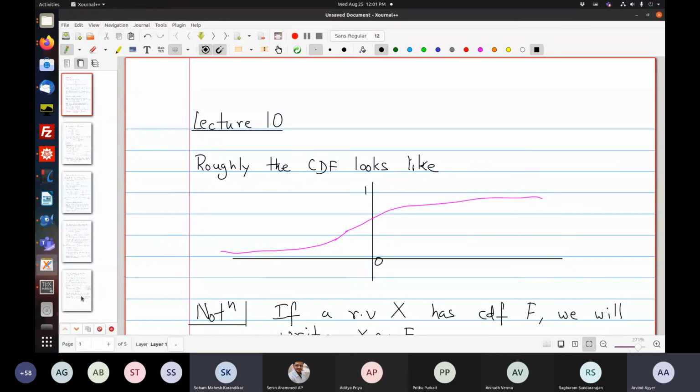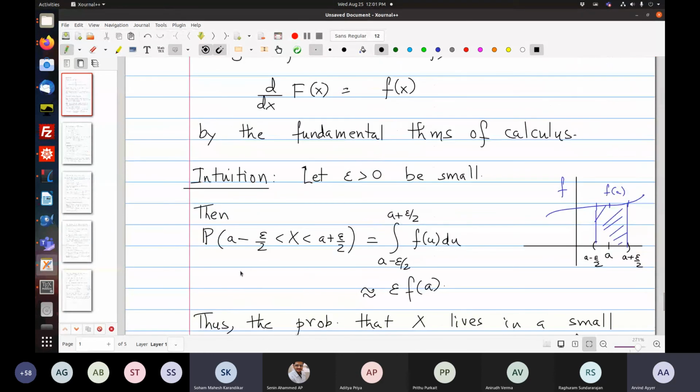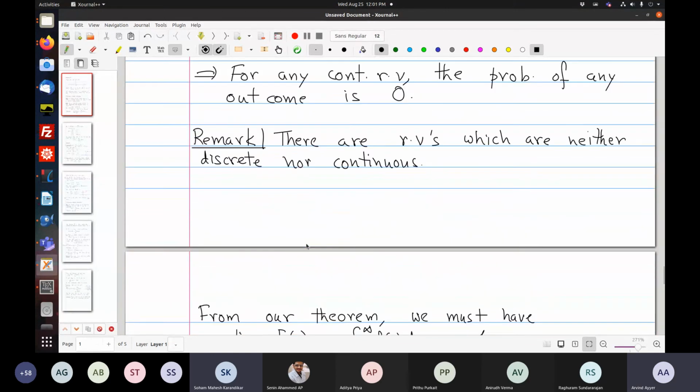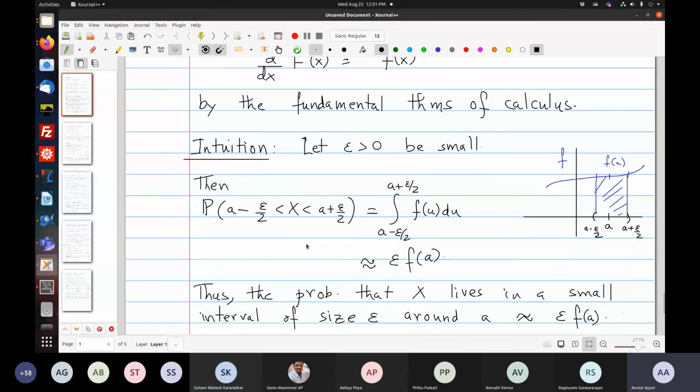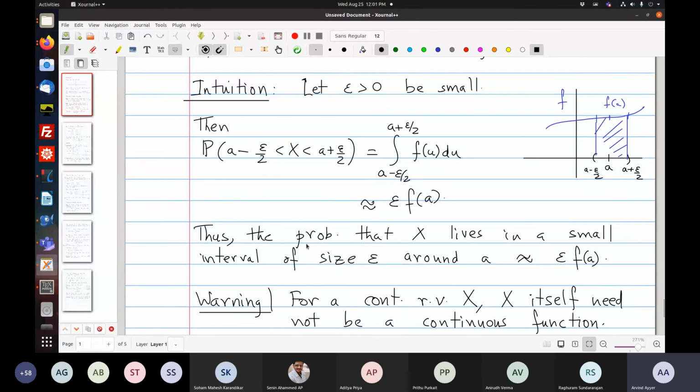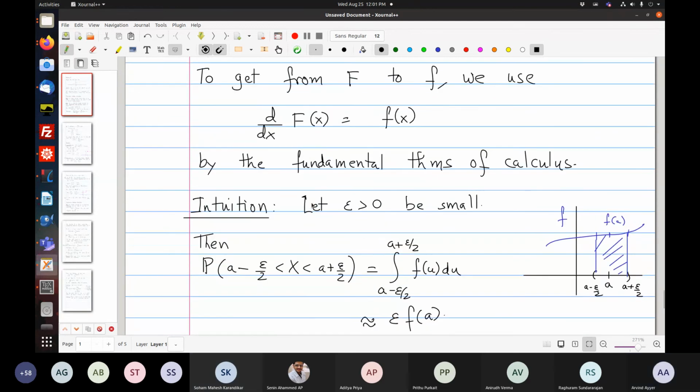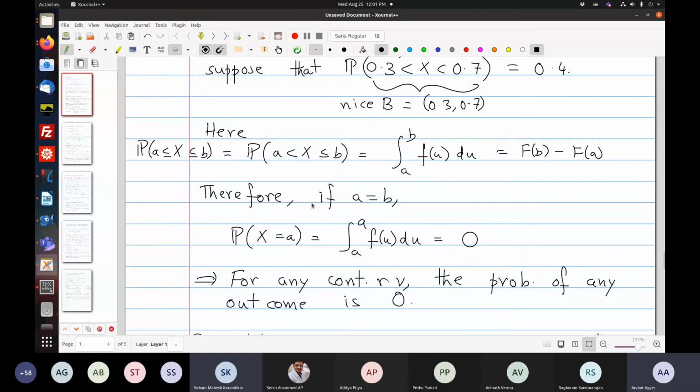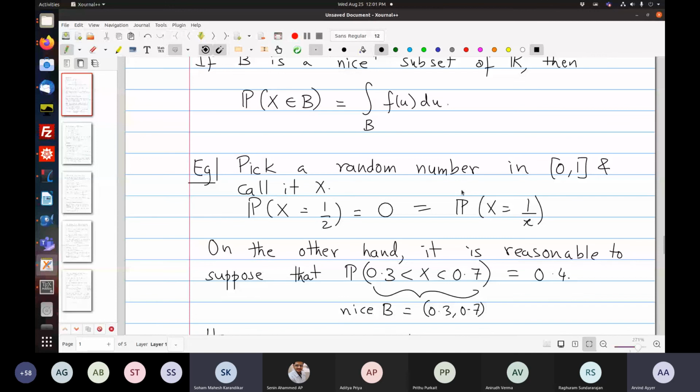Okay? Yes, sir. But in the last example, if we consider the probability that capital X lies between 0 and some random number t, then the probability would be t minus 0, that is t. So which example? Sorry, there is no example here. Which example are you talking about? This you mean this? No, sir. This one. Yes. So I will do this example later on, in the next class.